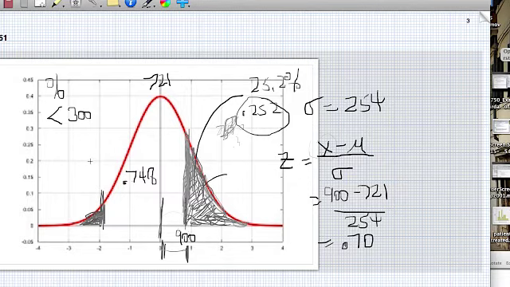So now I would calculate my z-score again. So my z-score is going to be equal to that value 300 minus my mean, which was 721, over my standard deviation, which is 254. Well, z in this case is going to be equal to, let's see, 300 minus 721.